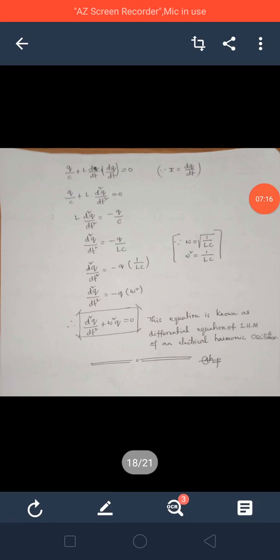సో Q by C plus L into di by dt. I అంటే ఏంటిది, కరెంట్, దట్ ఈస్ ఈక్వల్ dq by dt. సో ఇక్కడ రాసేసినాం చూడండి, I బదులు dq by dt అని రాసేసిన ఈక్వల్ టు 0. So Q by C plus L into d by dt of dq by dt, అంటే d square q by dt square equal to 0. Okay, and when I bring this Q by C to the right side, that is minus Q by C వస్తుంది.